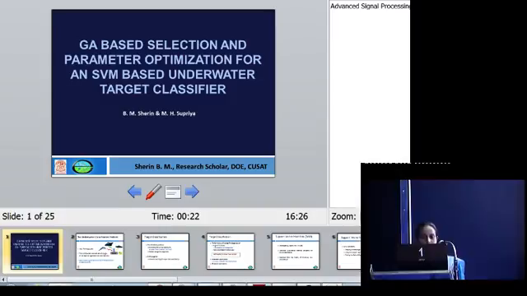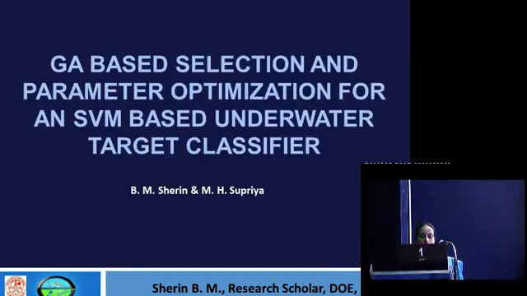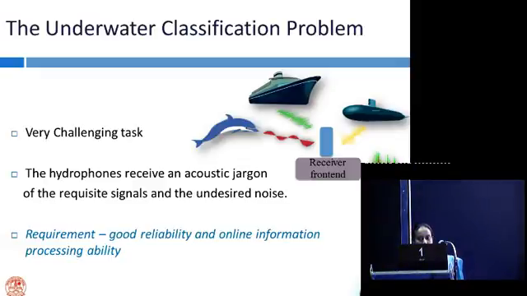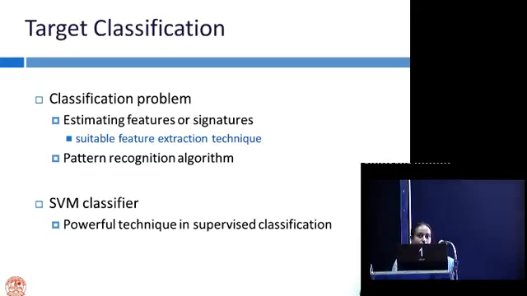Underwater target classification, like any other target classification algorithm, aims at identifying underwater target classes of interest. The classification problem comprises two major steps. The first is to extract the acoustic signatures of the acoustic event using a suitable feature extraction algorithm. The second is to use a pattern recognition algorithm on these extracted features to find the acoustic targets of interest. In this work, we are using a support vector machine-based classifier for the pattern recognition part.